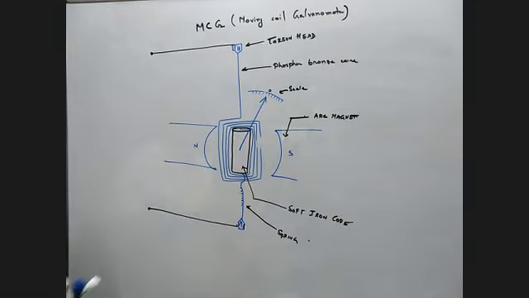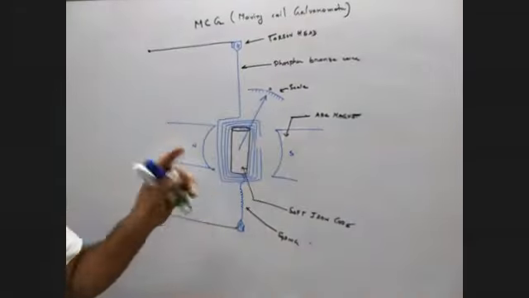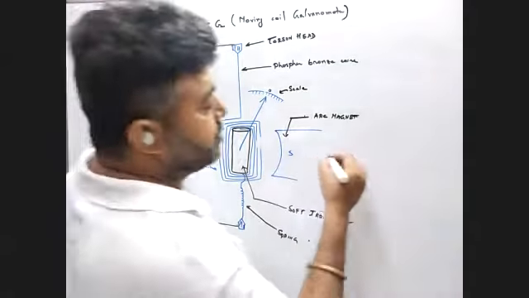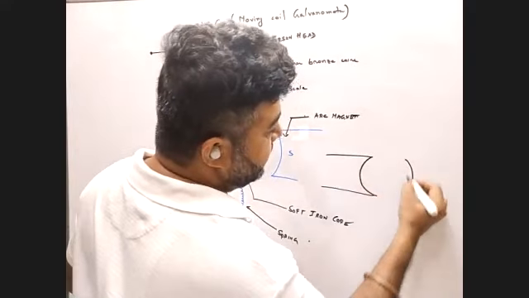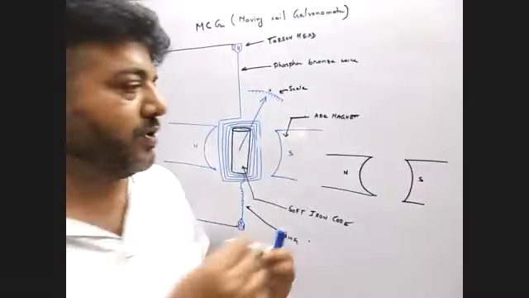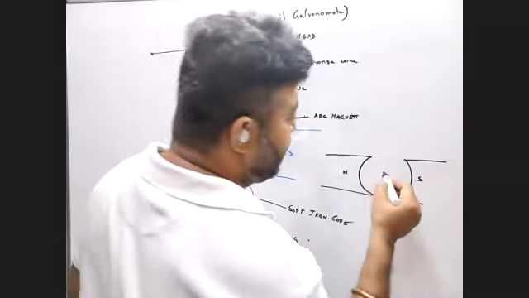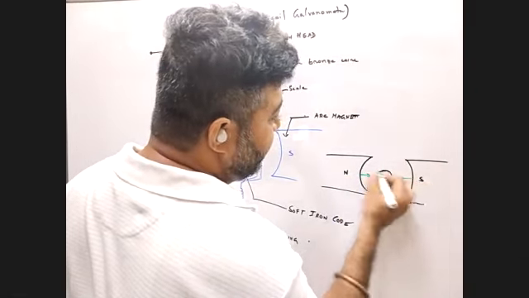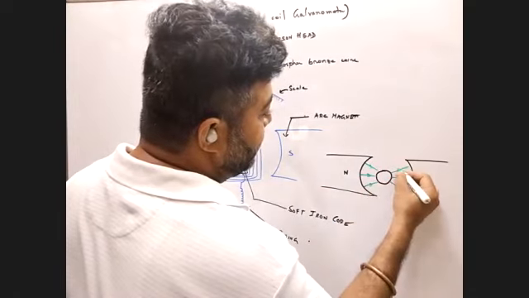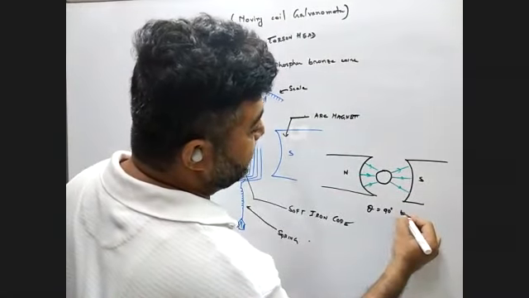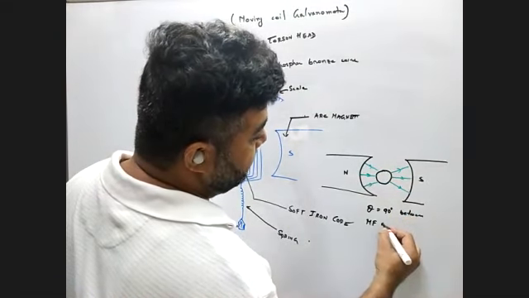So see, the first objective question can be asked by the examiner: why we use this arc magnet? If we use an arc magnet, try to understand, this is my north pole, this is my south pole, and if we put a soft iron core here like this, we can see the top view like this. So the magnetic field enters and leaves the soft iron core normally, that means magnetic field and area vector are perpendicular to each other. That means theta, the angle, is 90 degrees between magnetic field and area vector.